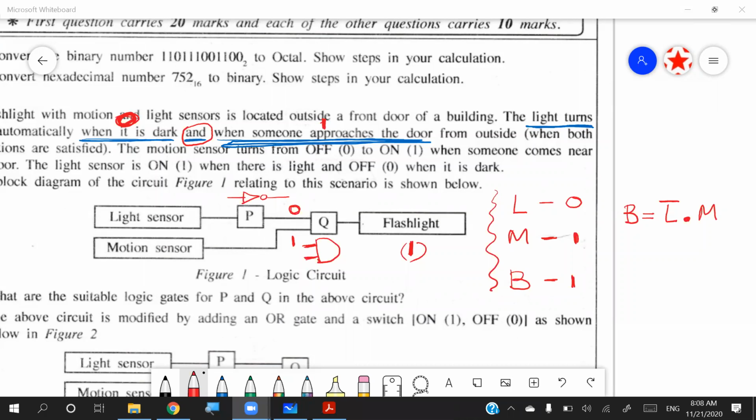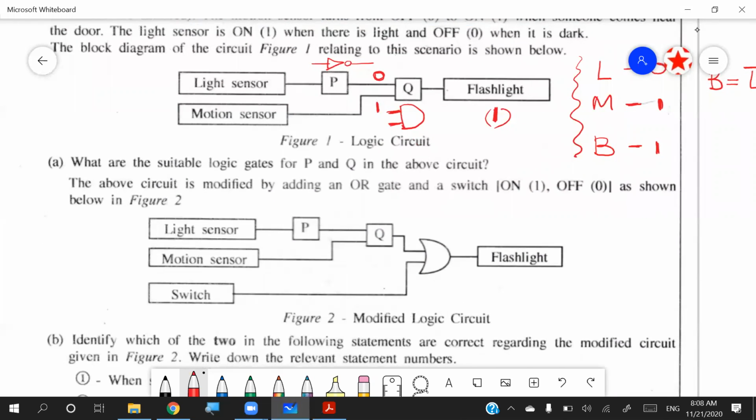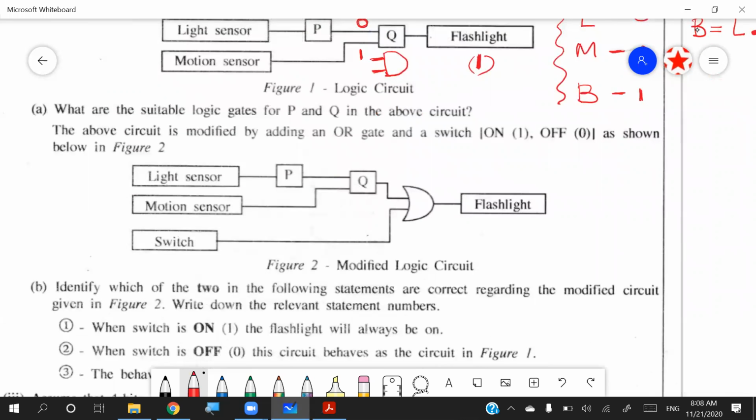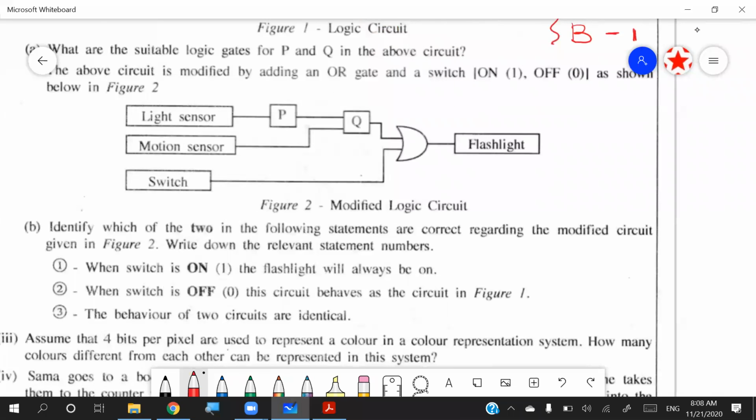Okay, so the answer for P is going to be a NOT gate and Q is going to be an AND gate, right? In the second part, they are asking what the suitable logic gates for P and Q in the above circuit are. So that is the one. In the B part, they have said, identify which two of the following statements are correct regarding the modified circuit given in figure 2. Write down the relevant statement numbers. So they have modified the above circuit with another OR gate, where a switch is introduced.